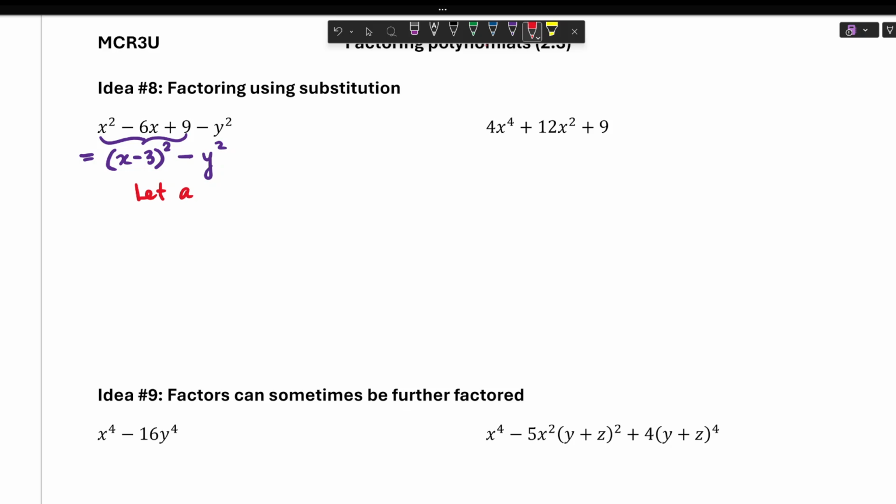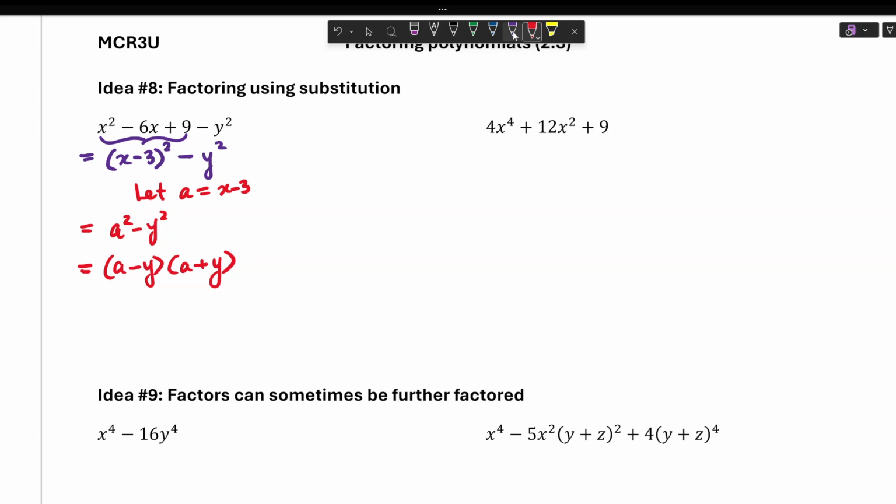So we might say let a be equal to x minus 3. Then this expression is going to be a squared minus y squared. Now that's pretty easy to see, difference of squares. So it's going to look like a minus y times a plus y.